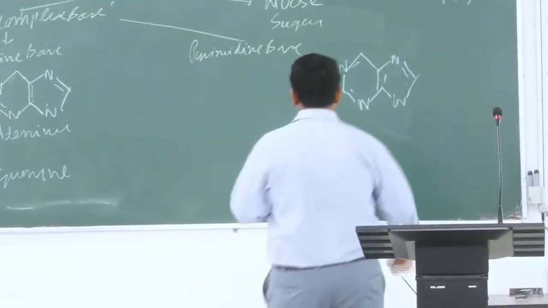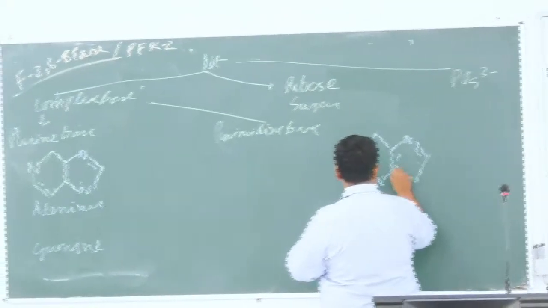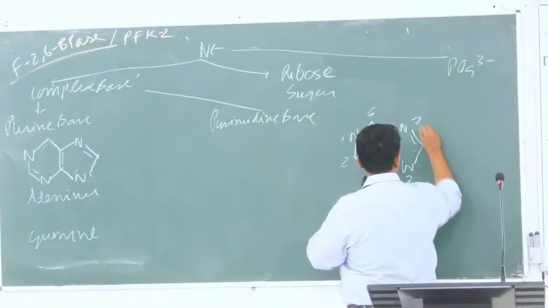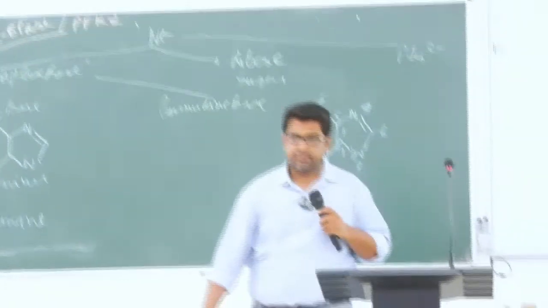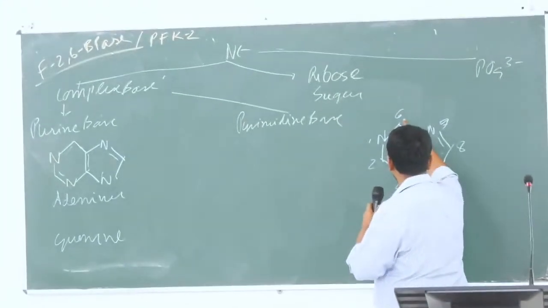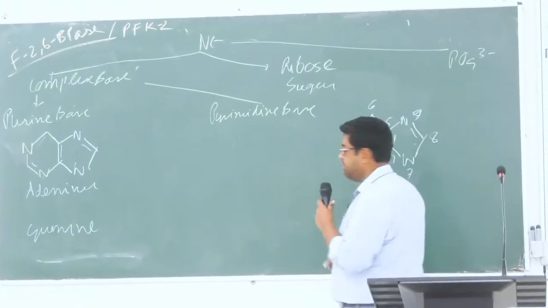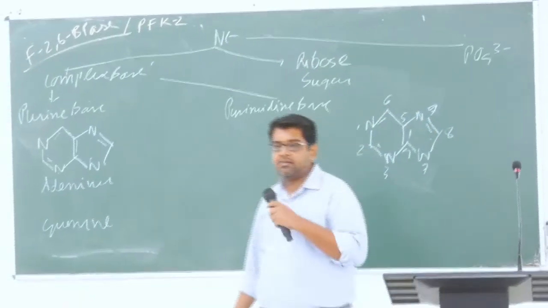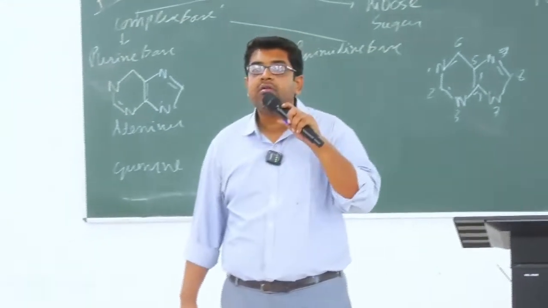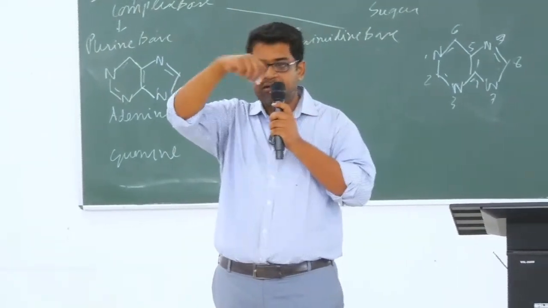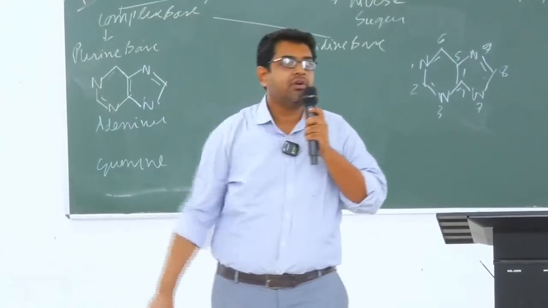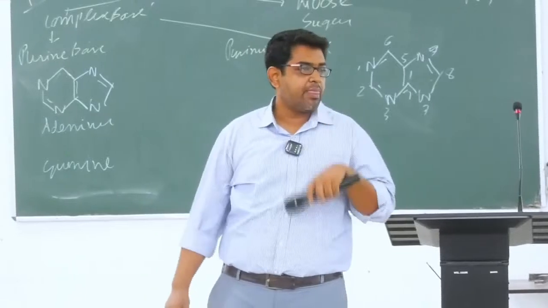Okay. So, 1, 2, 3, 4, up to 9. That's how you number it. Start with the N: 1, 2, 3, 4, 5, 6, 7, 8, 9. It goes on clockwise in both rings. Easy till now? All you need to do is draw an N, draw a hexagon, put a pentagon at its side, put 2 Ns and 4 double bonds. That's it. That's your purine ring.